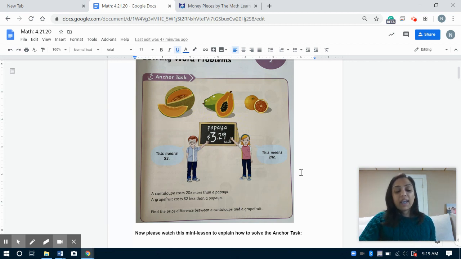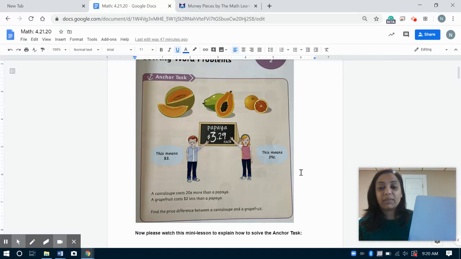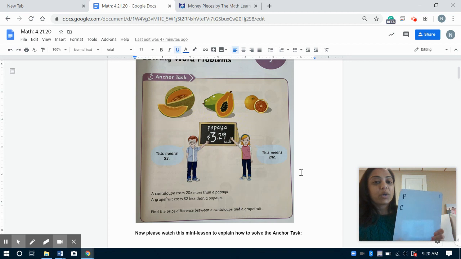So it says here, a cantaloupe costs 20 cents more than a papaya. Okay, so I'm already thinking the word "more." What is that signaling me to do? So if we have a cantaloupe, and I'm going to use the letter C for cantaloupe, and P, I'm going to do it the other way around, P for papaya, C for cantaloupe. Okay, so a cantaloupe costs 20 cents more than a papaya.